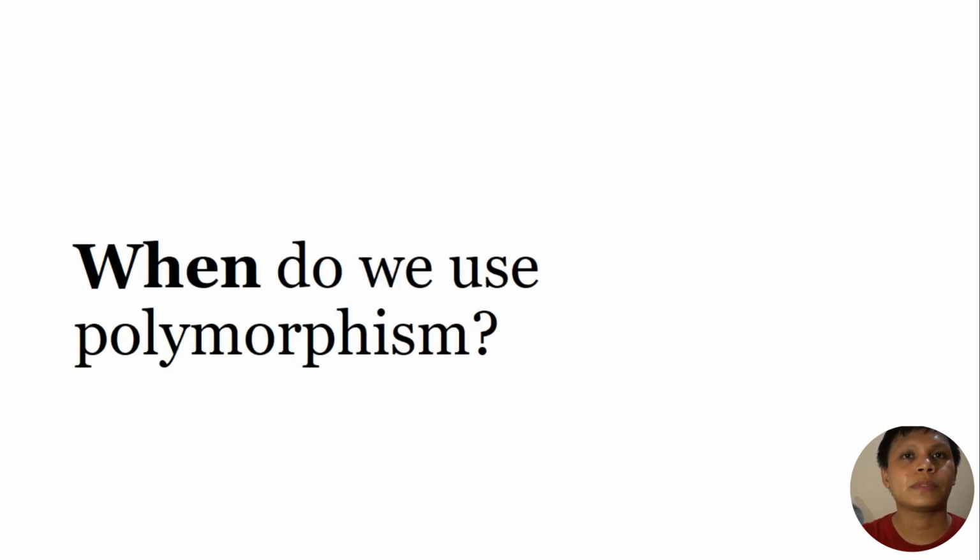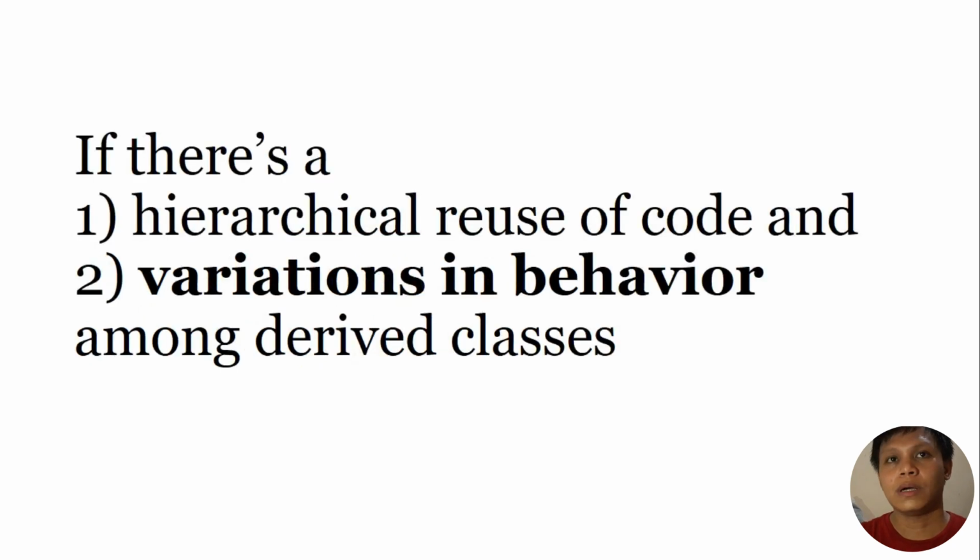So yun. And now let's proceed with our last point. When do we use polymorphism? We need to fulfill two conditions. First is, the new class that we create must have a hierarchical reuse of code. So the new class should extend a base class. And the second is there's variations in behavior among derived classes.